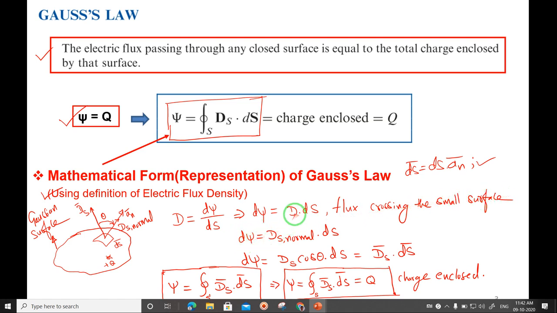Then d psi is equal to, what is this D, right? The component of D vector along the normal direction, that is D normal. So instead of D I will write D normal. So d psi is equal to D normal into dS. Is it fine?